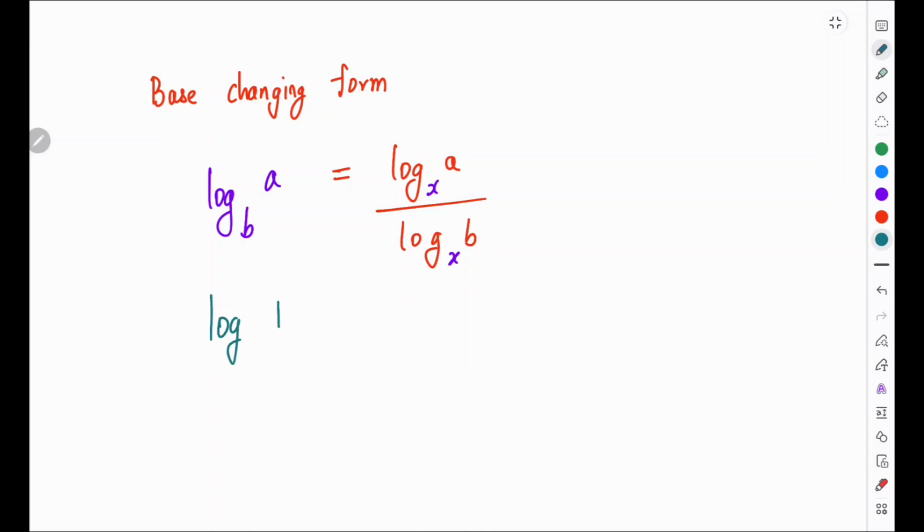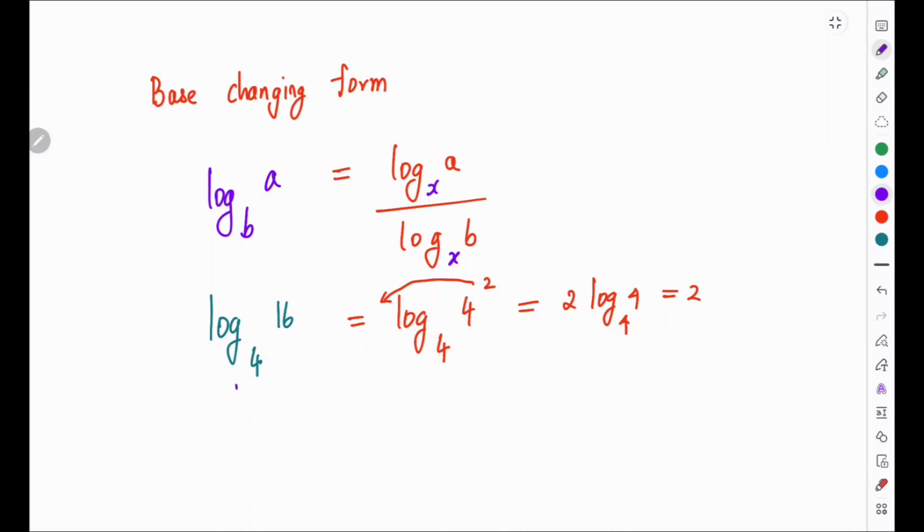Log 16 to the base 4. I hope you know the answer now. Log 4 square to the base 4. So this 2 will come here. So you can write 2 log 4 to the base 4, which is nothing but 2.